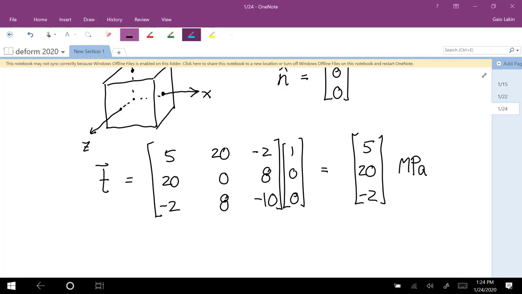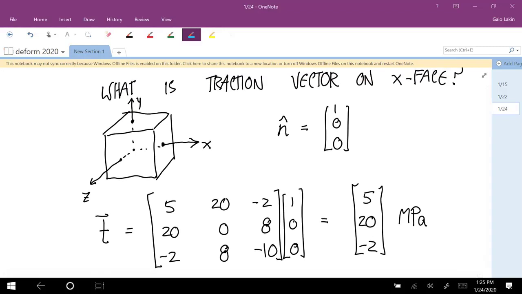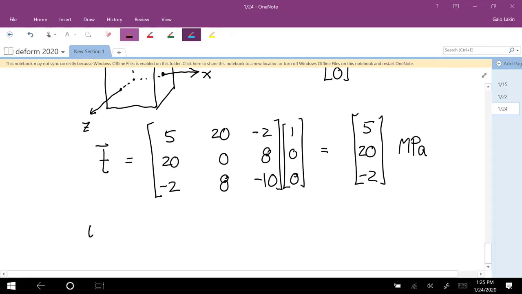Well, that's not too amazing. I mean, it just isolated the element. But it doesn't just work for positive faces. First of all, it works for negative faces too. So what about on the negative y face?